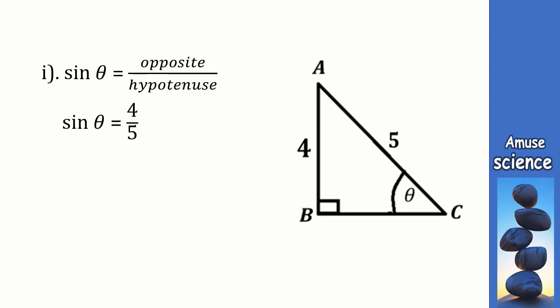Now if you want to find theta, which is the angle, we have to take the inverse of the sine of 4/5. To find the value of theta, we have sine inverse of 4 divided by 5. And by working this on our calculator, we are going to get 53 degrees. So the value of the angle theta is 53 degrees.